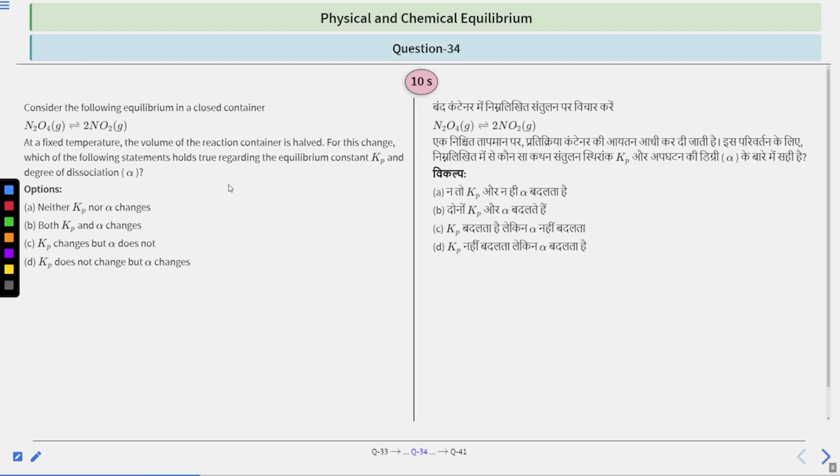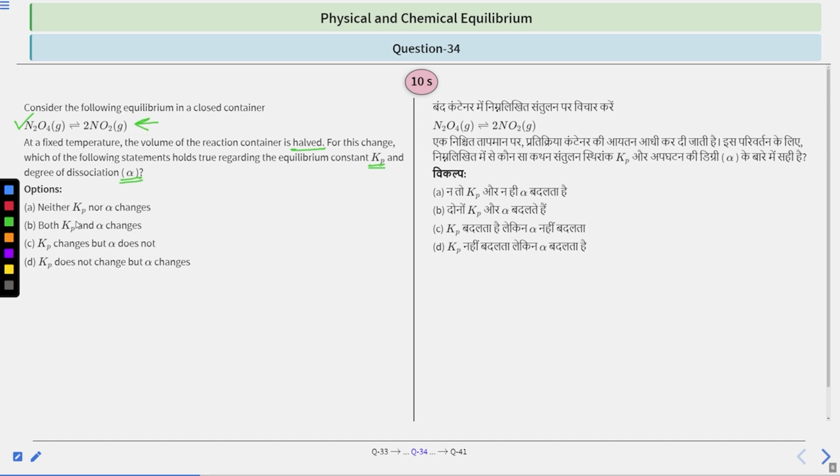Question number 34. Consider the following equilibrium in a closed container. This is the equilibrium N2O4 giving us 2 molecules of NO2. At a fixed temperature, the volume of the reaction container is halved. For this change, which of the following statements holds true regarding the equilibrium constant Kp and degree of dissociation alpha? We have to find out which statement is the correct one.